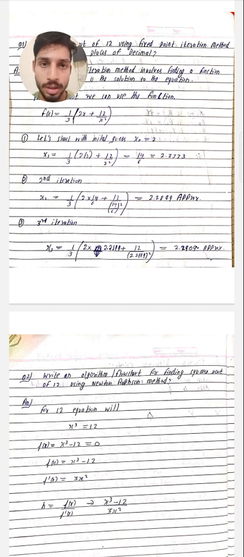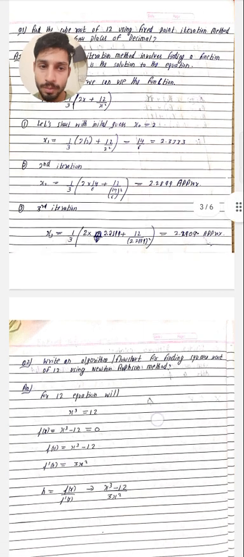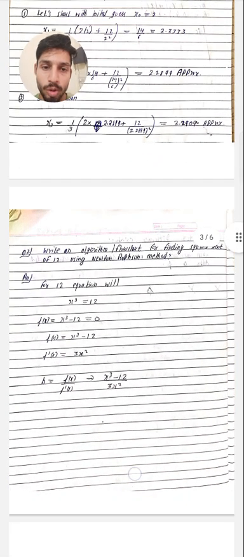Now we see there is not a significant difference between the two values. So we consider 2.2909 as our answer. So 2.2909 will be the cube root of 12. Now we move on to the second question.